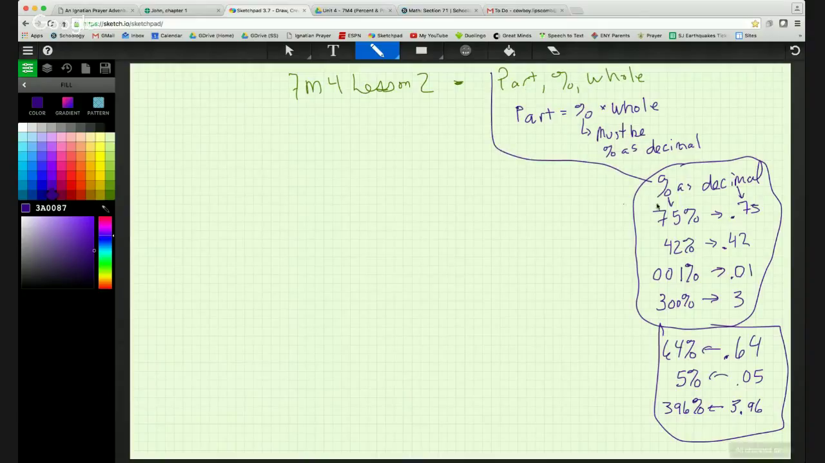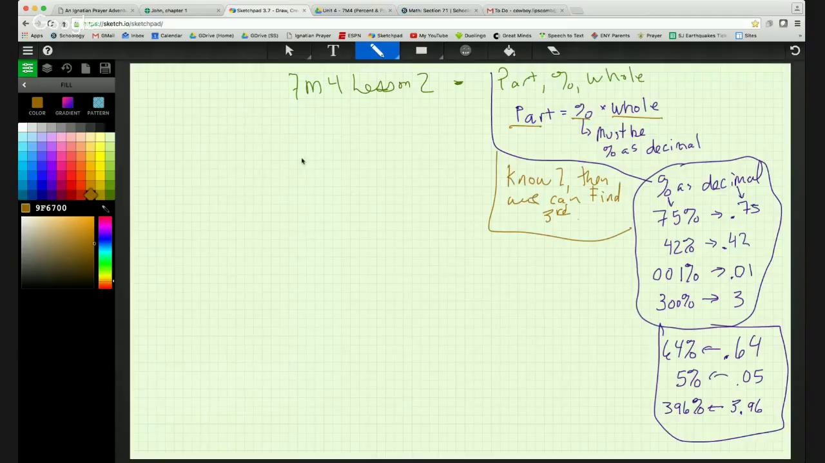Okay, so now that we've recalled this little transformation, we can go into our part equals percent times whole equation and work a few quick problems, and then we'll get into the more difficult ones. This is 3 things: we have our part, our percent, and our whole. And if we know any 2 of them, we can find the third. So let's just do a few of those.